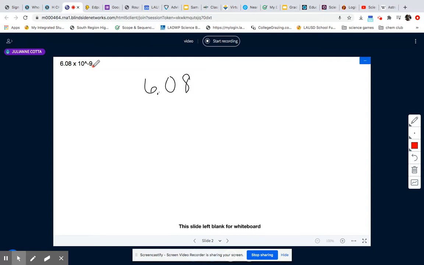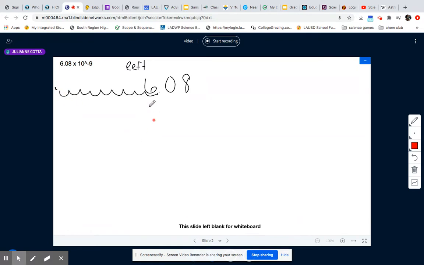That means I need to move 9 spaces. The negative tells me this number is going to be a small number. If it was positive, it would be a large number. Or you can remember that if it's negative, then you're going to move to the left. So I'm going to go the left direction the same number of times as my power. So 9 times, 1, 2, 3, 4, 5, 6, 7, 8, and 9. Just enough room. And that's where your new decimal goes.